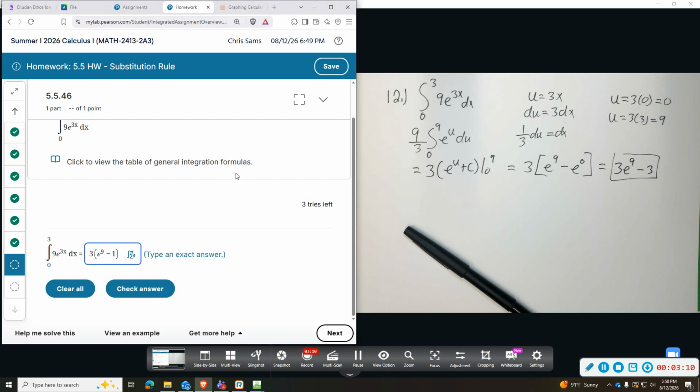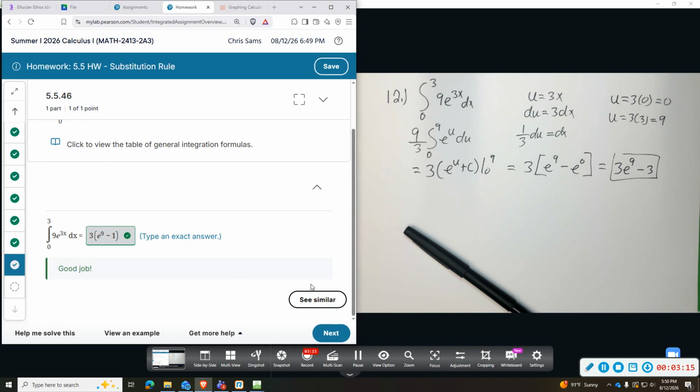Let's factor out the 3. Same thing here. Not sure either one is less writing.